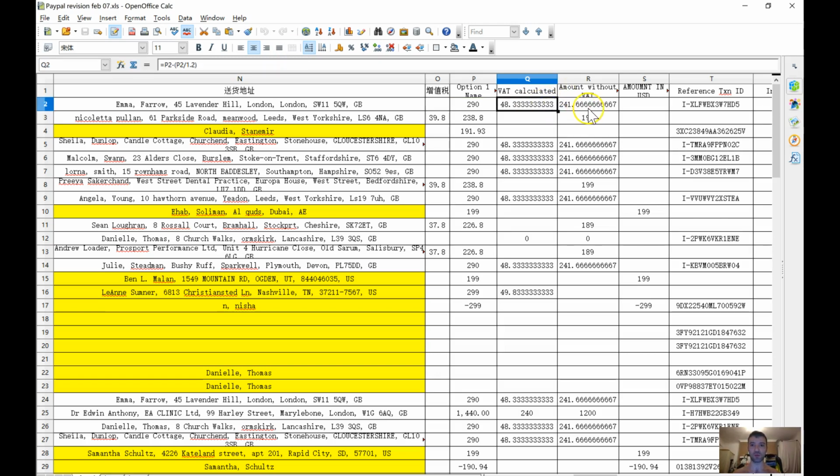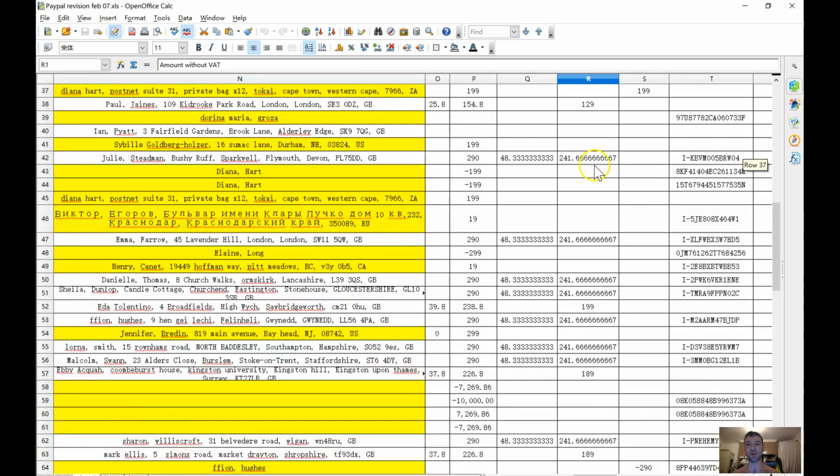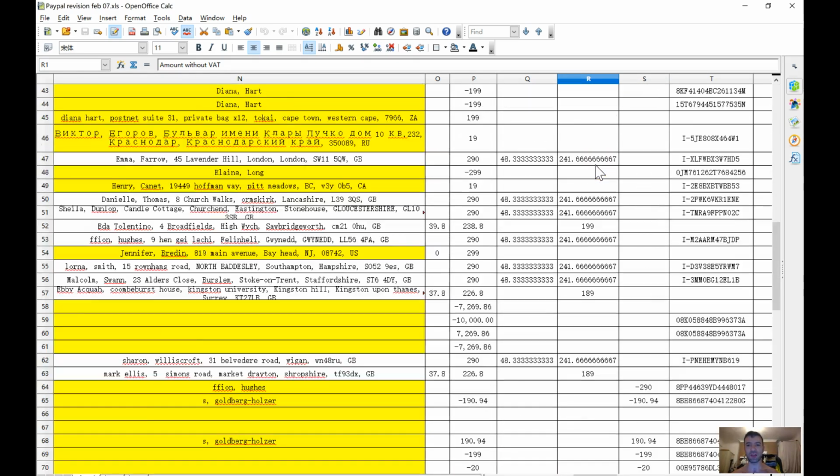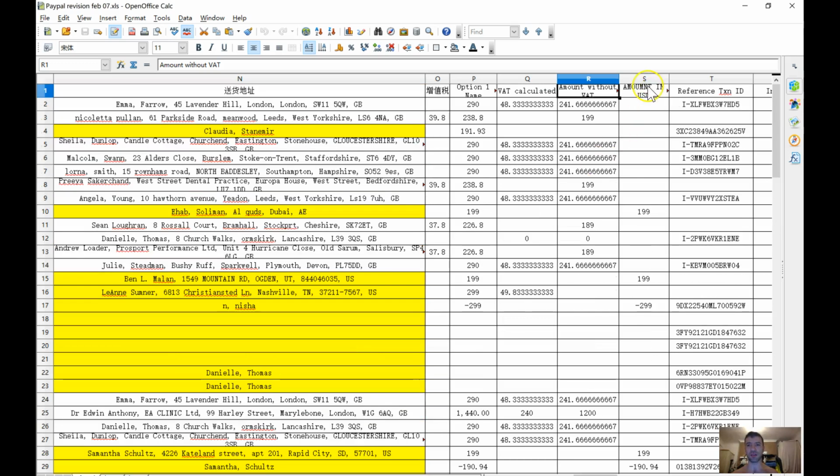I swear every time I do this. This is obviously that minus that. That is the amount net of VAT. And this is again all freaking done manually. It's a freaking pain in the ass. I hate it.